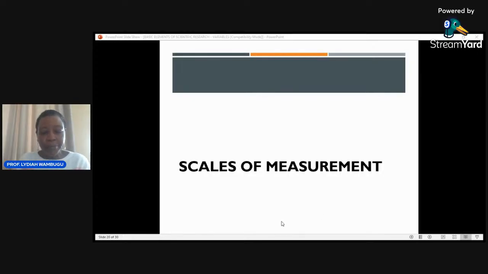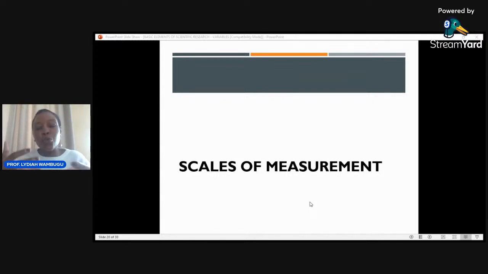So finally, this is another animal that many students have a problem with: scales of measurement. And imagine there are only 4. They are only 4, but they are so key that if you do not understand the scale of measurement, then imagine even your analysis will be a problem.